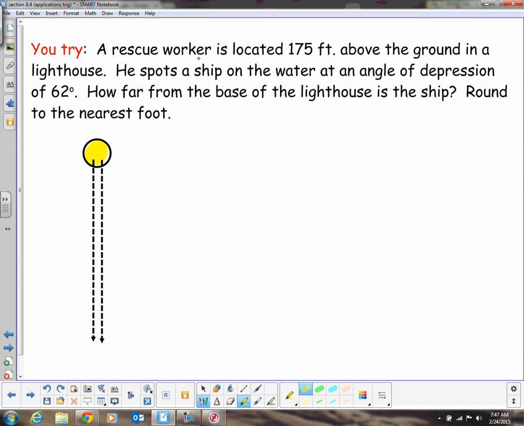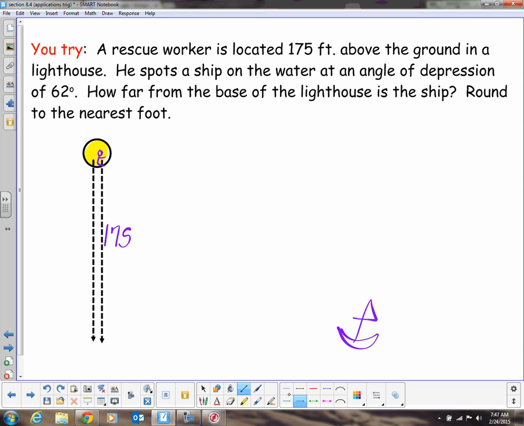A rescue worker is located 175 feet above the ground. Can you tell me where that number goes? There. So we got this worker in here. See him? He's in there. So it says he spots a ship. So now we need a ship. There's the ship. It's a small one. He spots a ship on the water at an angle of depression of 62 degrees.